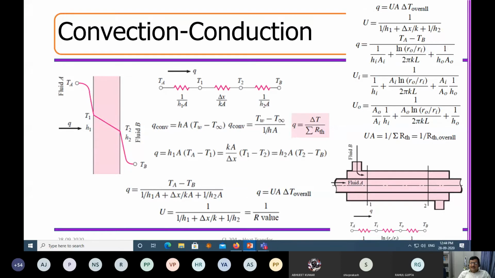Now once you do that, this is the inner radius, this is the outer radius, and this is Ro by Ri, right? Now Ui is defined when you normalize the entire system with respect to Ai.